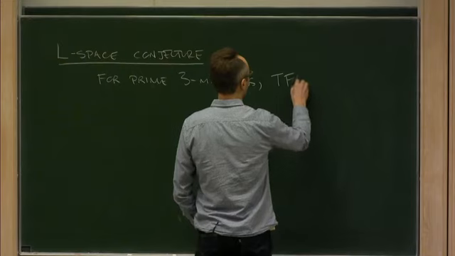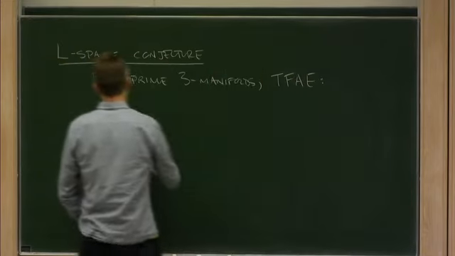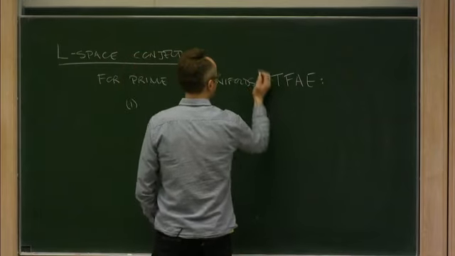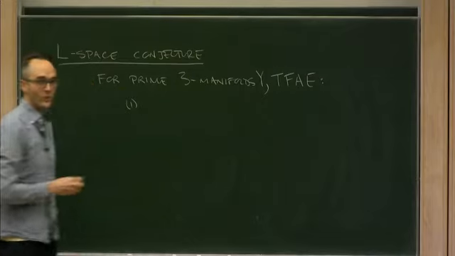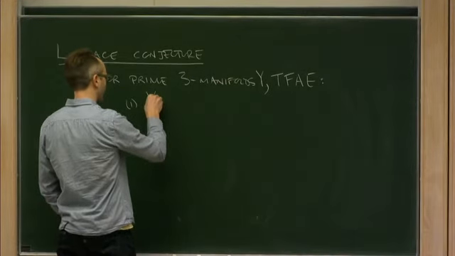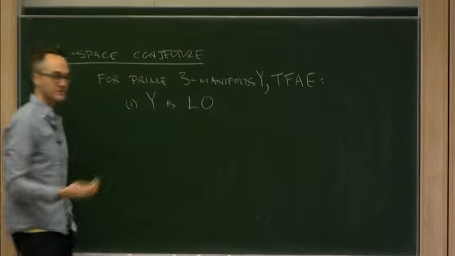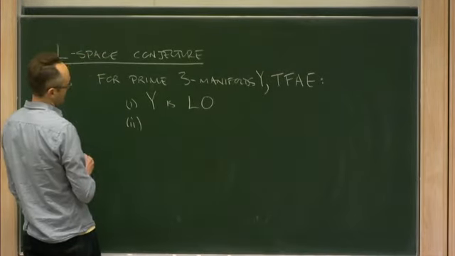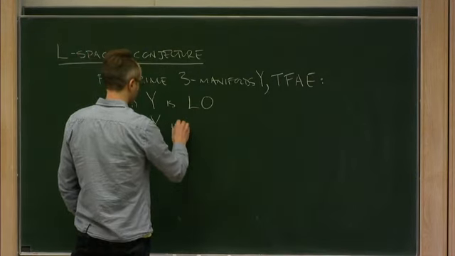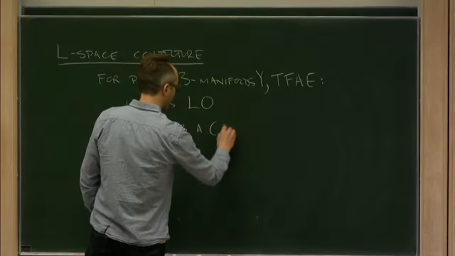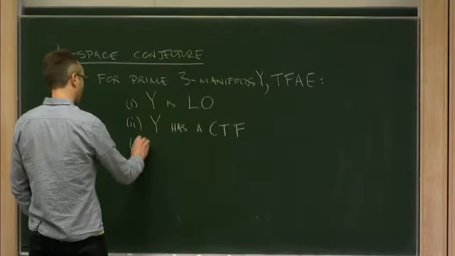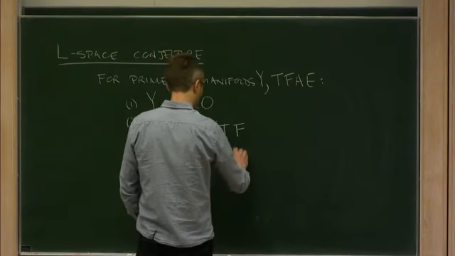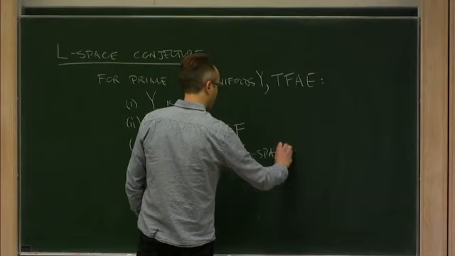The following are equivalent. First, let me give the 3-manifold a name, Y. Y is left orderable, that is, the fundamental group of this manifold is left orderable. Second, Y has a co-orientable taut foliation. And third, Y is not an L-space.